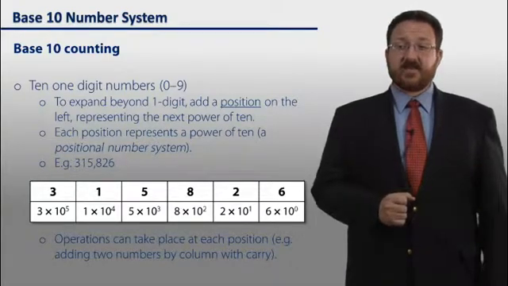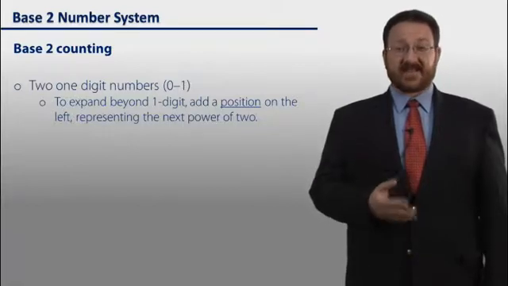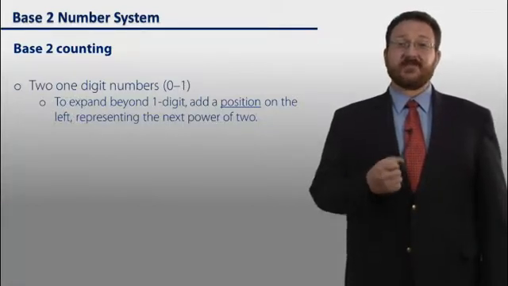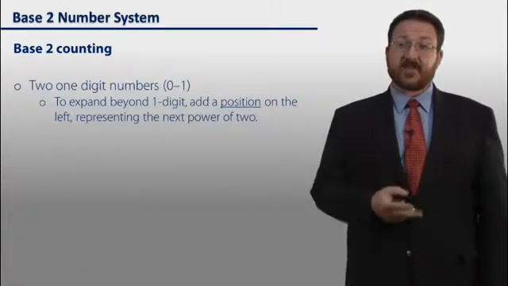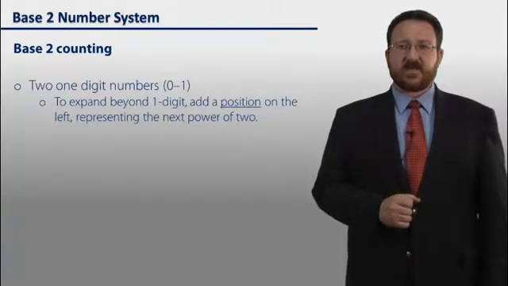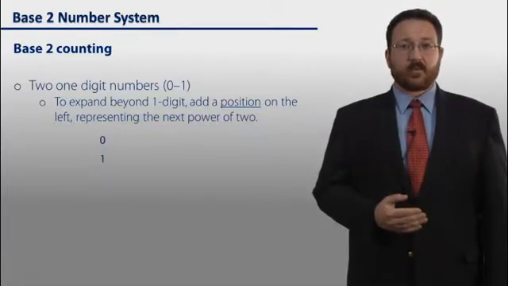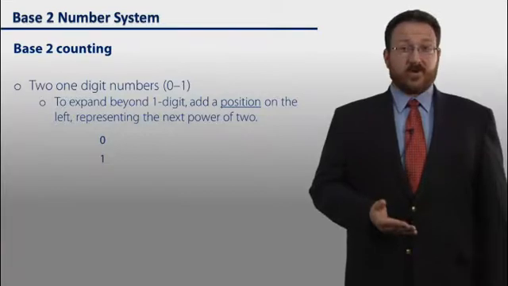It's going to be the same in the base 2 system. Only in a base 2 system, instead of 10 one-digit numbers, we only have 2 one-digit numbers. To expand beyond one digit, we have to add a position. So let's look at an example. If we start counting in base 2, we start with 0, and then we move to 1. But here we run out of one-digit numbers.